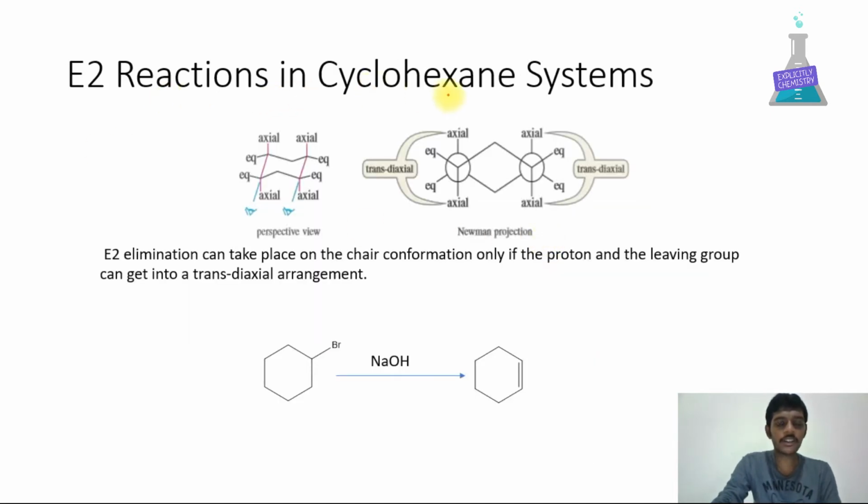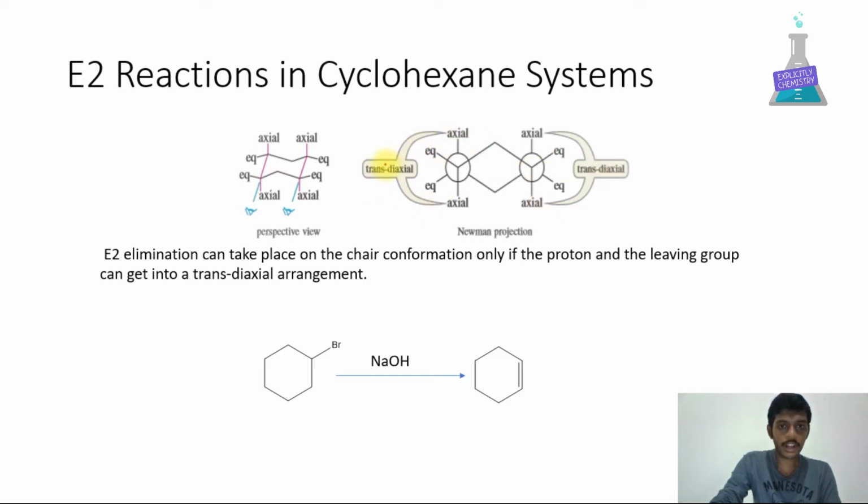E2 reactions in cyclohexane systems. This is a cyclohexane in chair form. The chair form is more stable. Here there are 4 equatorial positions and 4 axial positions. Here we are converting this into a Newman projection. There are 2 trans diaxial positions.